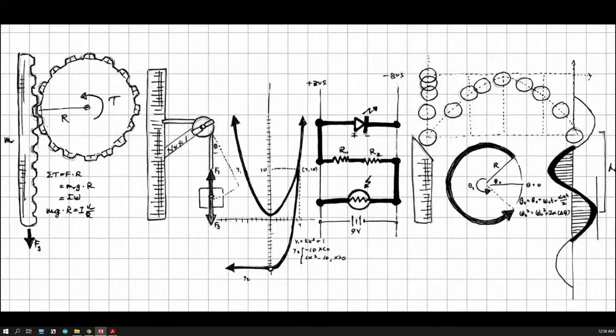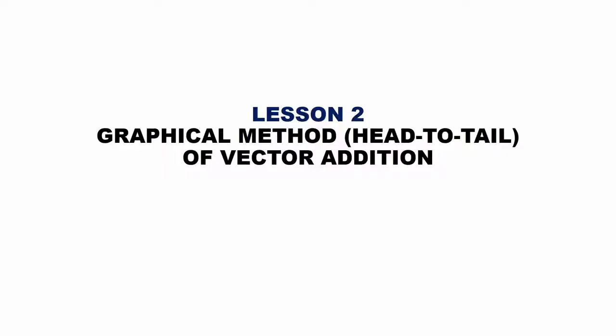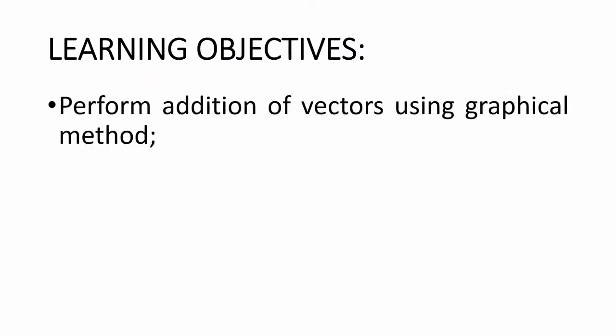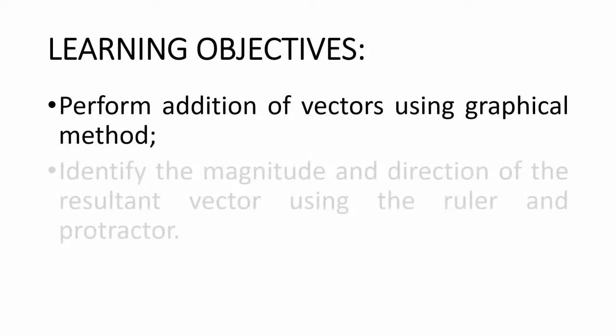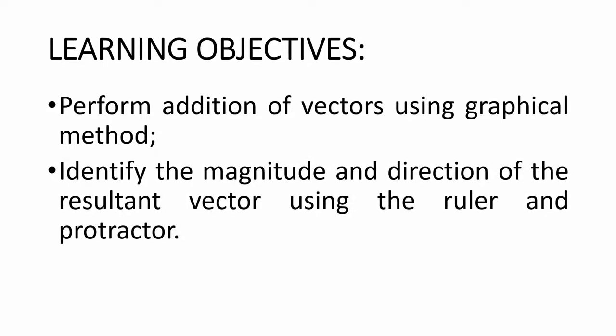This video lesson will be focusing on the graphical method of vector addition, also known as the head-to-tail method. The learning objectives of this lesson are to perform addition of vectors using the graphical method and identify the magnitude and direction of the resultant vector using the ruler and protractor. In this video lesson, you will need a ruler, a protractor, and if you have graphing paper, much better. So let's go to addition of vector.